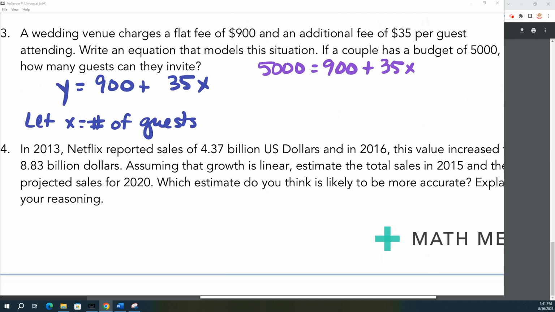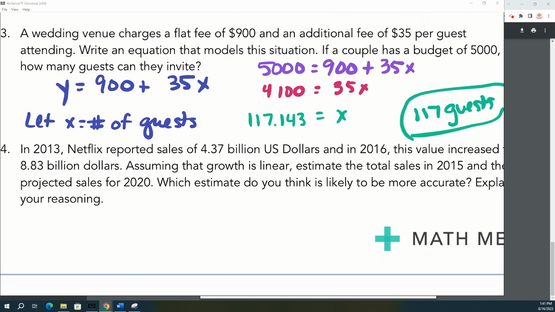Y'all working ahead? Nice. All right, this gives you a linear equation that's fairly easy to solve just by subtracting 900 and dividing by 35. Now, you never want to have a partial person. So if they don't want to go over budget, then they would need to have 117 guests. This is good to know because y'all probably have a wedding one day. Don't want to go over budget.